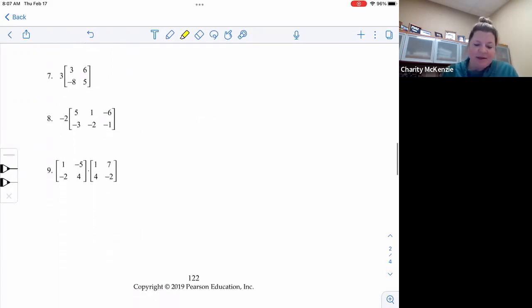Skip to number 7. 7 is a scalar multiplication, so it's just multiply everything by 3. So 3 times 3 is 9. 3 times 6 is 27. 3 times 8 is 24, and it's negative. Oops, forgot the negative. And 3 times 15 is 15. All right.